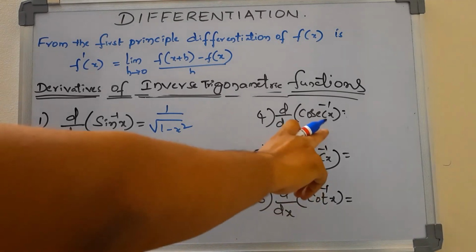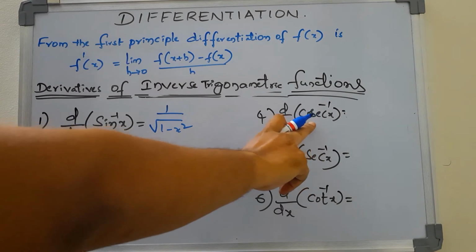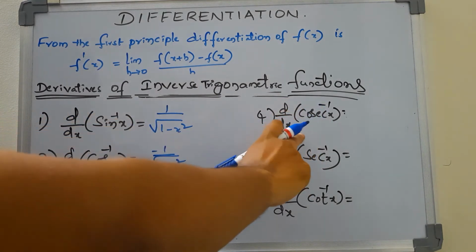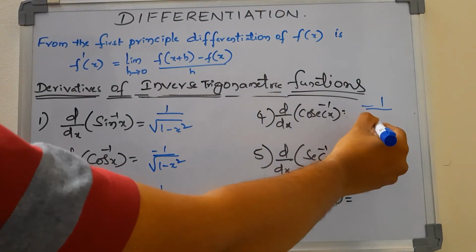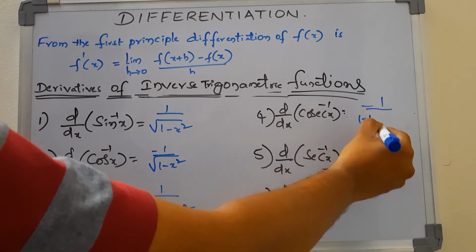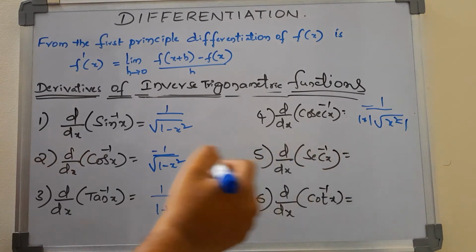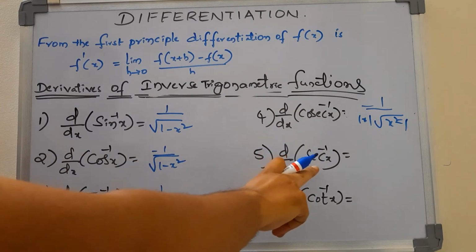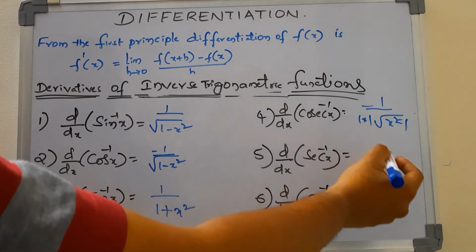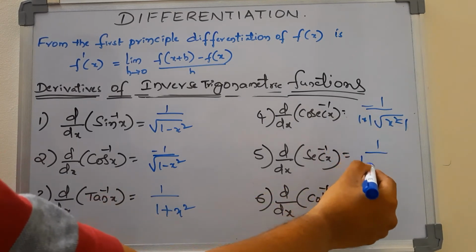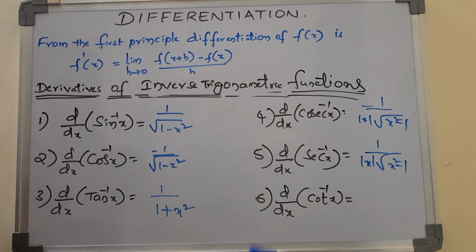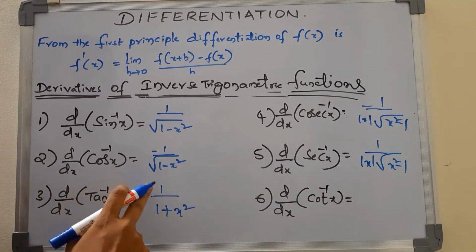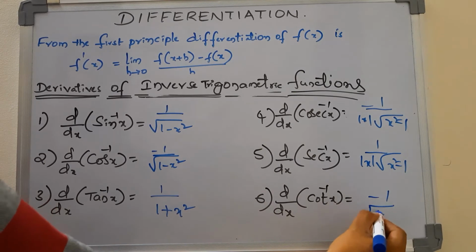And you can see the derivative of cosecant inverse x. Cosecant inverse x derivative is minus 1 by modulus x into square root of x square minus 1. Next, the derivative of secant inverse x is the same but with no minus here: 1 by mod x into square root of x square minus 1. Next, the derivative of cot inverse x can be written similarly to tan inverse x, but here minus 1 by 1 plus x square.